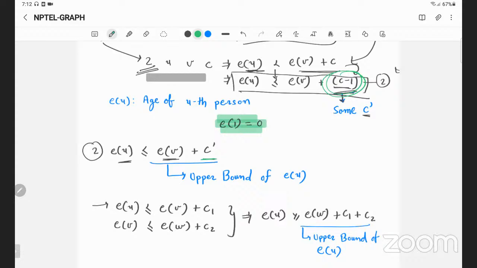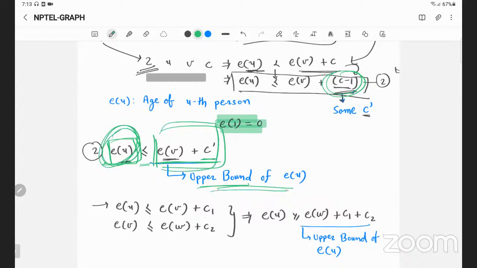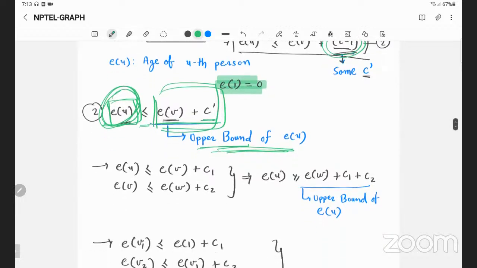So C prime is also some integer which is 1 less than some C. And as you can see, this EV plus C prime denotes the upper bound of EU, as EU is less than or equal to EV plus C prime. The upper bound means the maximum value that E of U can attain. So since the inequality says EU is less than or equal to this value, the maximum value that you can give to E of U is this. So this is the upper bound for EU, right? So this is one inequality.